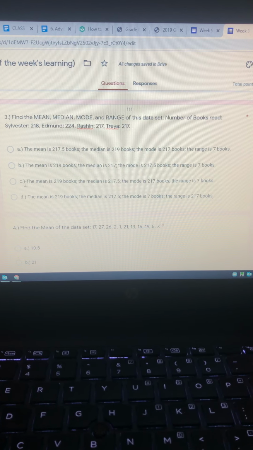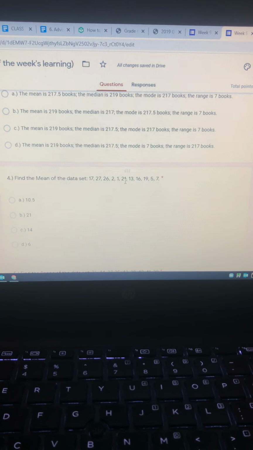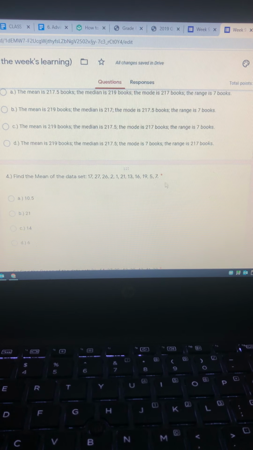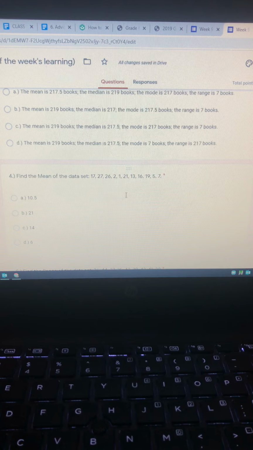Okay. All right, number 4. We're given another set of data that we have to add every component up and then divide it by the total amount, and that's going to give us the mean, okay?